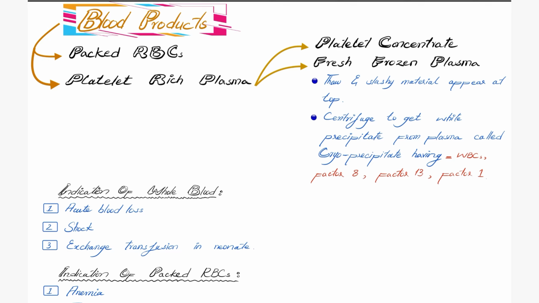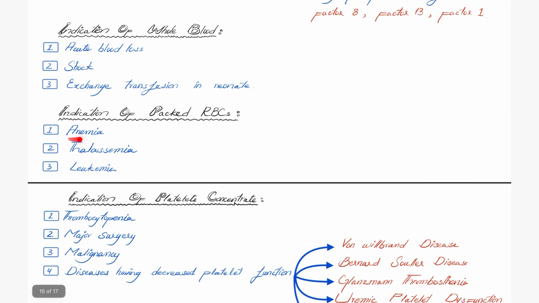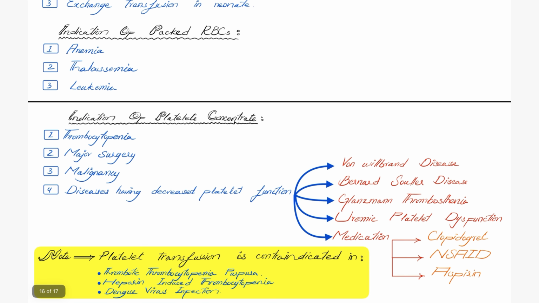So now the question is, when do you give these blood products? The indications for giving whole blood are acute blood loss, shock, and exchange transfusion in neonates. The indications of packed RBCs are anemia, thalassemia, and leukemia. The indications of platelet concentrate are thrombocytopenia, major surgery, malignancy, and diseases with decreased platelet function such as von Willebrand disease, Bernard-Soulier disease, Glanzmann thrombasthenia, uremic platelet dysfunction, or when the patient is using antiplatelets like clopidogrel, NSAIDs, and aspirin.